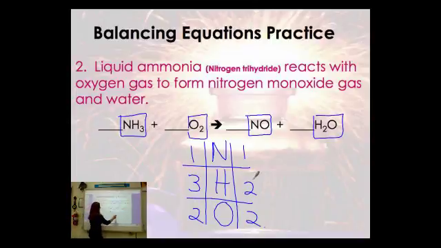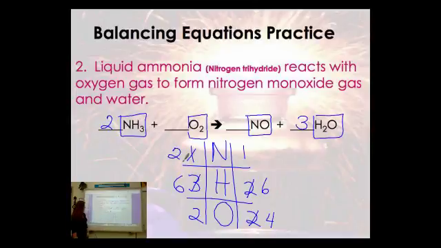I got to get them to 6. So for 6 hydrogens, I would need 3 waters, but that would also change my oxygen to 3 plus 1 is 4. And then to balance my hydrogens over here, if I put a 2, that gives me 6. But now my nitrogens are also unbalanced. If I wanted to change my nitrogen, I could put a 2 over here. Now my nitrogens are balanced, but that changes my oxygen to 2 plus 3 would give me 5.